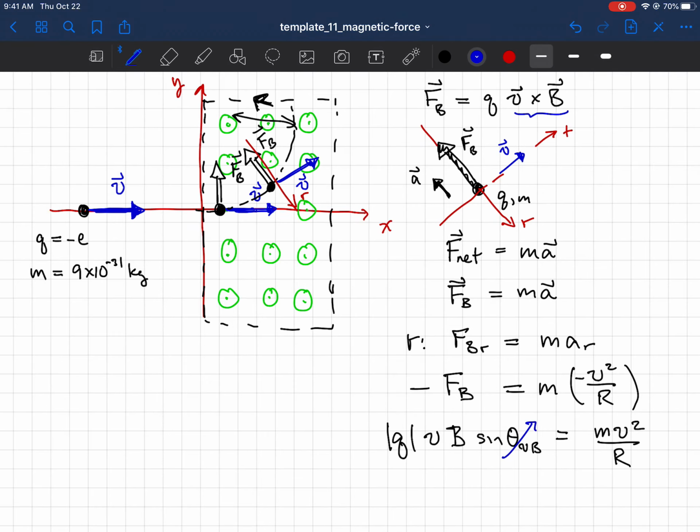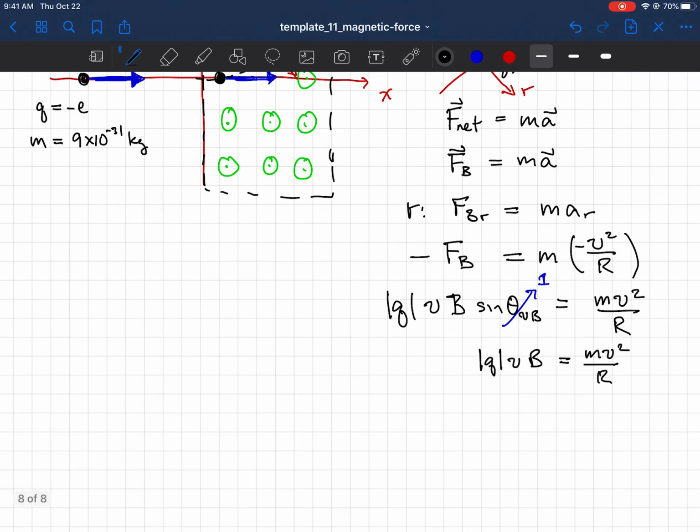Again, the v and the b are perpendicular because v is in the plane of the page. Wherever it is, it's in the plane of the page, and b is out of the page. It's coming out of the page. So that will be 90 degrees angle VB, and this sine will just go to 1. So we're left with absolute value QVB is equal to mv squared over r. And now we can arrange that a little bit. So we can cancel out one of the v's, and we get absolute value QB is equal to mv over r.